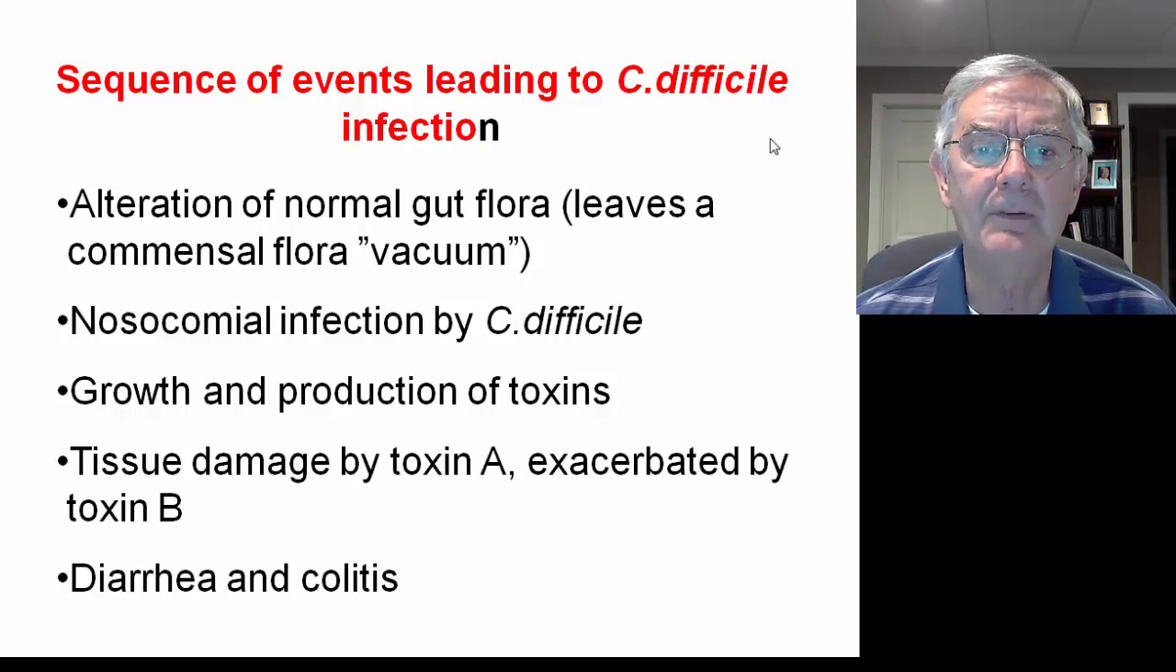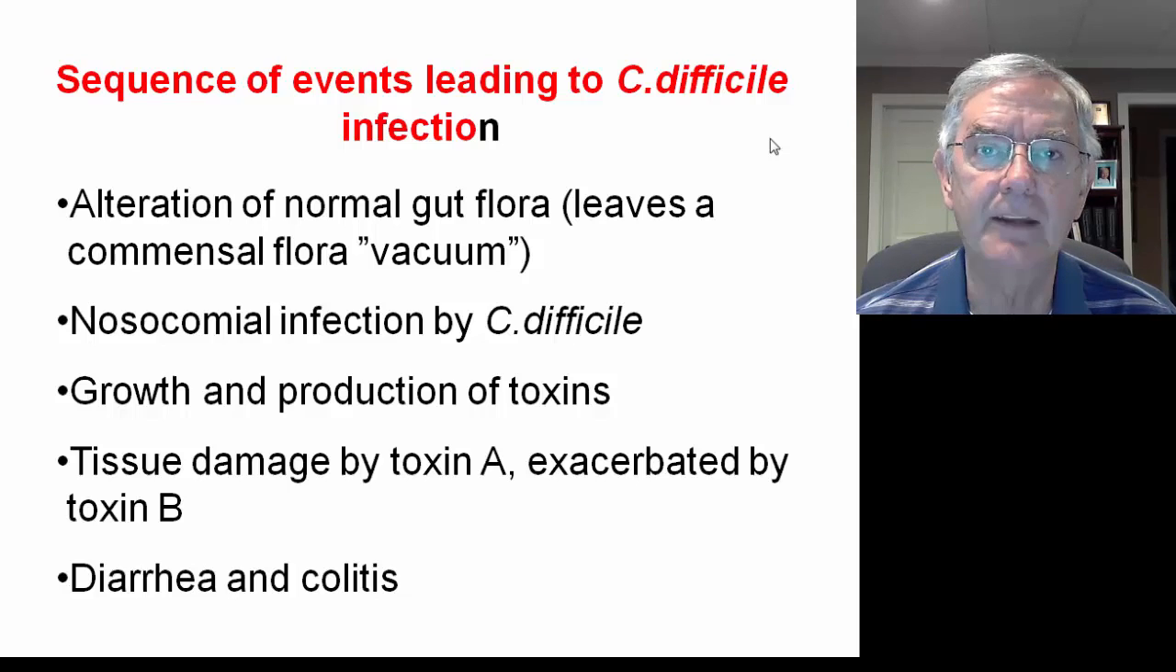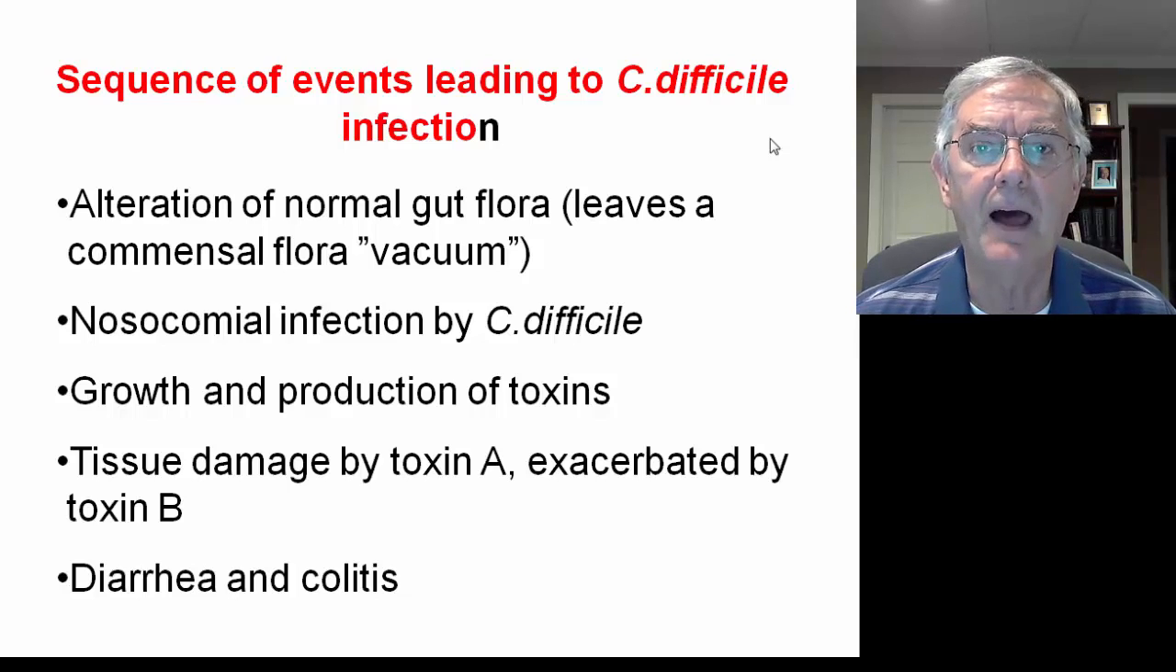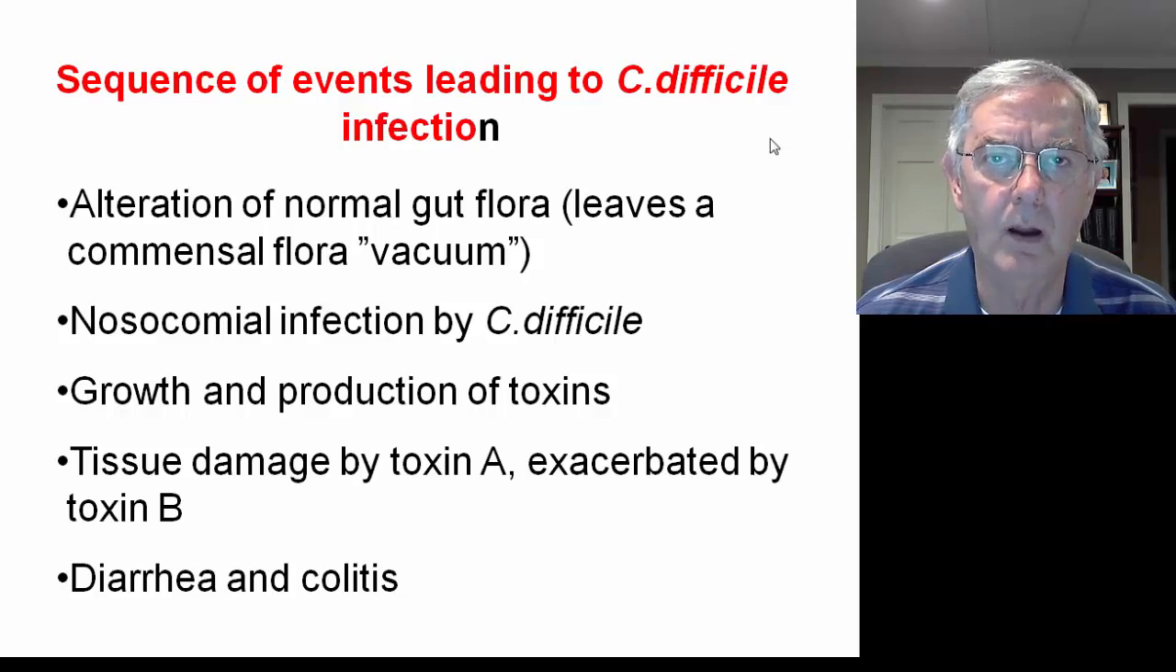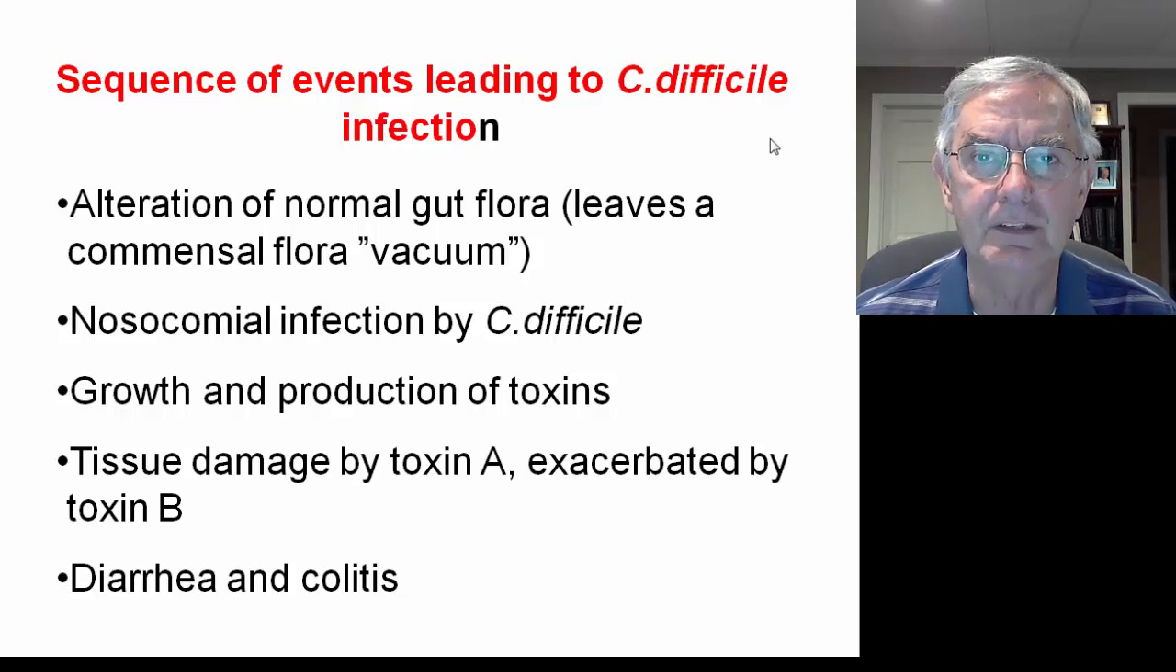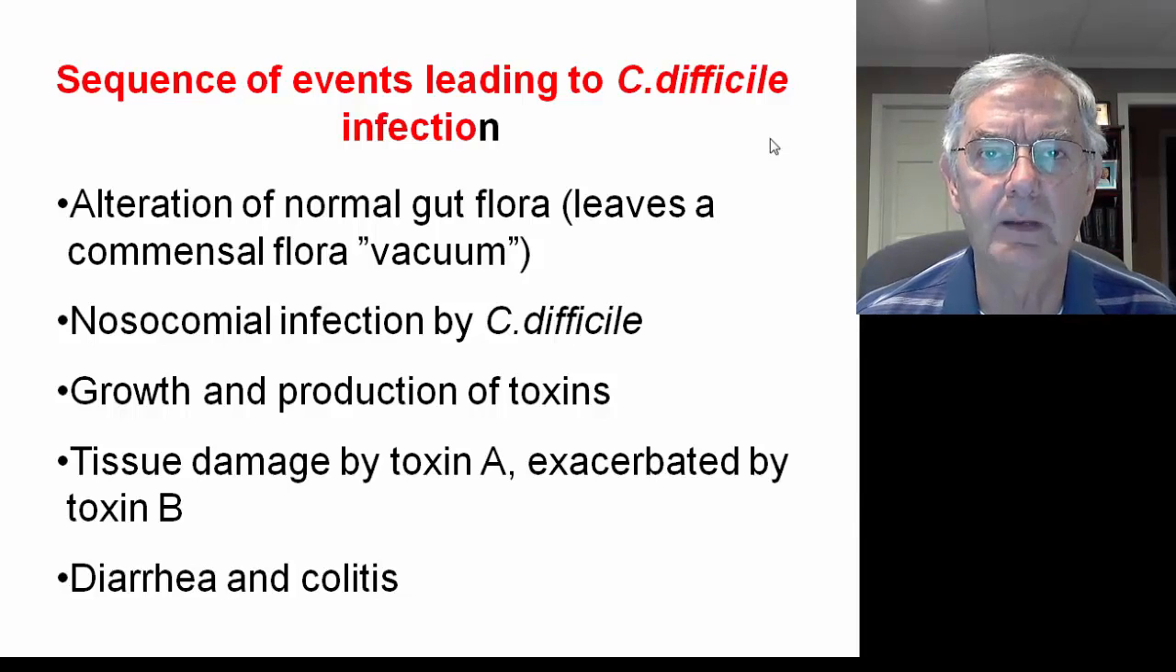First, something happens to alter the normal gut flora. Usually that's due to the administration of antibiotics, perhaps for a completely unrelated illness. The antibiotics kill the organisms in the gut, and the balance is destroyed. It leaves a vacuum of commensal flora, which will be filled, in this case, by Clostridium difficile. As a result, we have a nosocomial, or hospital-associated, infection with Clostridium difficile.